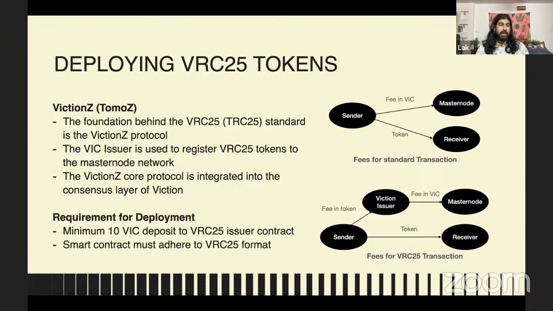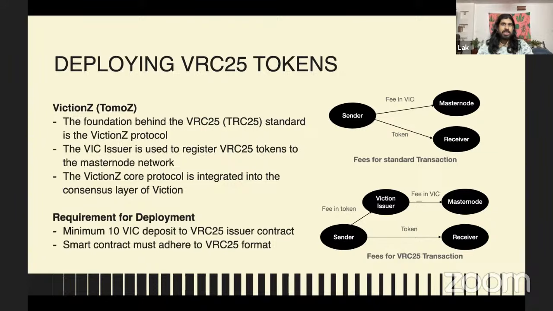The foundation behind the VRC25 token standard is the Viction Z protocol. This protocol was designed to simplify and improve user experiences for transacting tokens by eliminating the need to hold VIC when you're paying transaction fees. We want to eliminate that need for holding the native token on the blockchain. So it introduces the concept of gas fees paid by the issuer, that's the token issuer, for token transactions. Viction Z is integrated and operates within different layers of the Viction stack.